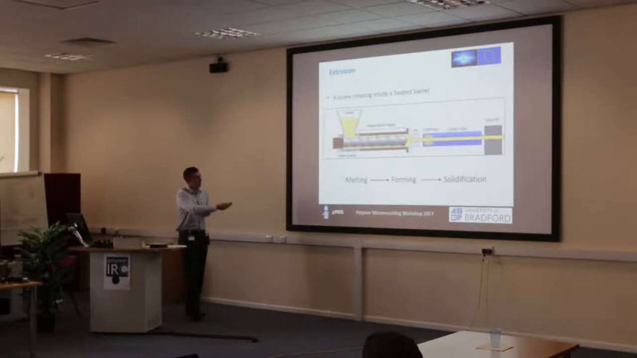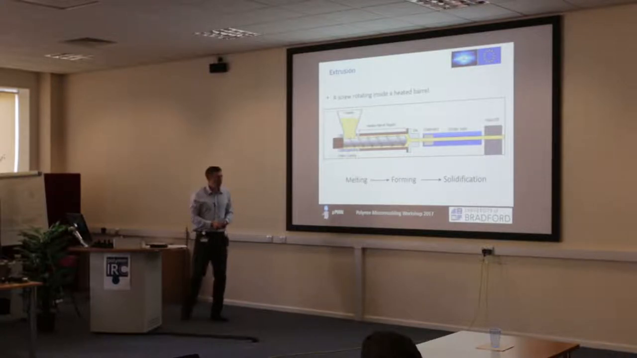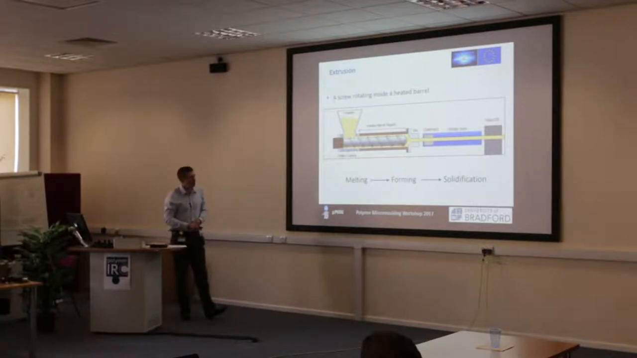So we'll go through these different stages of the process. We'll look at the start, the feeding and the solids conveying. We'll look at the melting region. We'll look at the die. And then we'll look at a few different applications and then we'll move on to twin screw extrusion.